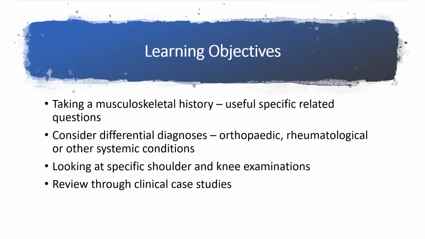Today we're going to focus particularly on the shoulder and the knee joints in terms of specific related questions to the history, considering differential diagnoses like orthopedic problems, as well as rheumatological or systemic conditions. Then we're going to look at some specific shoulder and knee examinations, and we're going to do this all through clinical case studies.